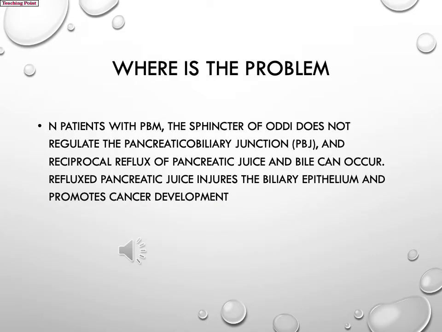So, where is the problem? How can this abnormally long common channel cause any manifestation or make the patient complain? In patients with pancreaticobiliary malfunction, the sphincter of Oddi does not regulate the pancreaticobiliary junction, and reciprocal reflux between the pancreatic and bile juice can occur. Refluxed pancreatic juice injures the biliary epithelium and promotes cancer development in the long term.